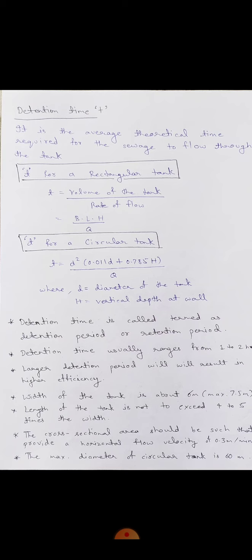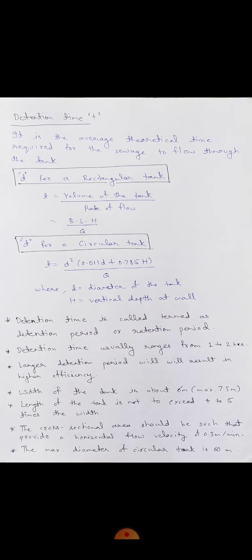Okay. Next is the cross sectional area should be such that it provides a minimum horizontal flow velocity of 0.3 meter per minute. Clear. Means whatever the area of the tank is, it should provide a horizontal flow velocity of 0.3 meter per minute. Clear. And next is the maximum diameter of circular tank is 60 meter, and if you are designing a circular tank, then its diameter, small d, can be up to 60 meter.